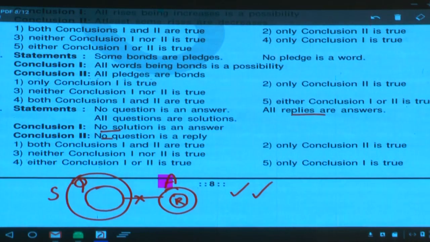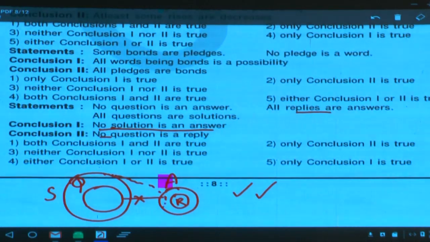Then what is the complementary pair to the first one? No solution is answer means now we need to prove some of the solutions are answers. Some of the solutions are answers means tell me whether we can draw solution and answer like this or not. Whether we can extend like this or not. Question and answer cannot be intersected, but this solution and answer can be intersected. And alternate diagram proven, previous conclusion will be false.